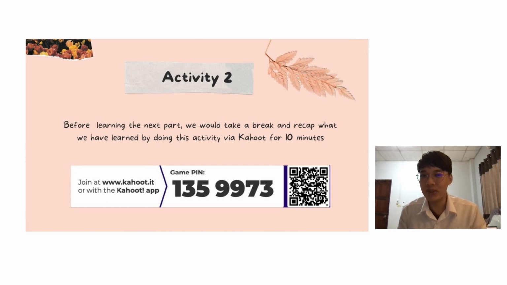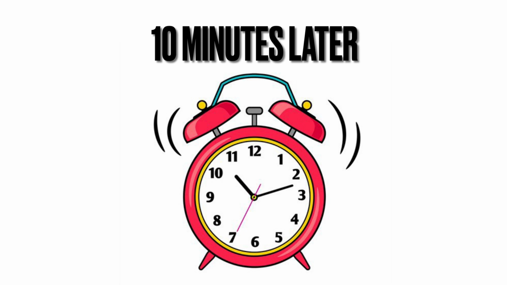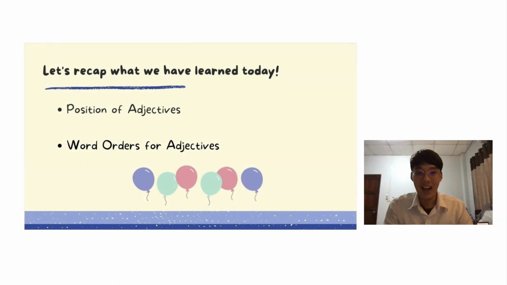Well, before moving on to the next part, I would like to take a break and recap what you have learned by doing this activity via Kahoot for 10 minutes. So, if you are ready, pick up your mobile phone and go to www.kahoot.it. Or, if you already have the application, you can type this code on the screen in order to get in the activity room. In this activity, please choose the correct option that best describes these photos. Alright, that is the end of our activity. Let's continue to the last part of our lesson.